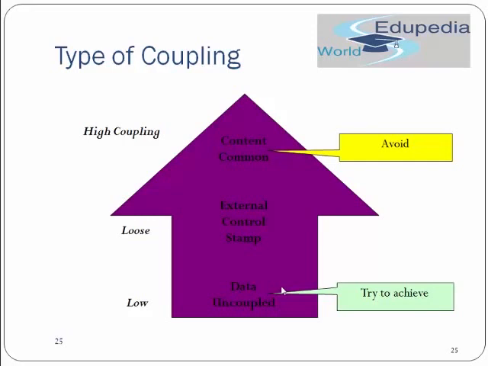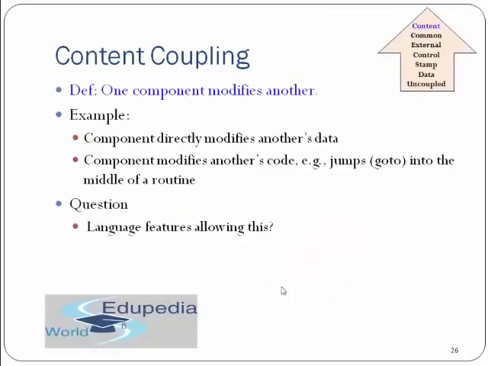Then we have low coupling, that means data uncoupled. If there is one piece of data and it's used in 10 places, then you should not write it differently in each and every one of those 10 places. That is also not done, because then you're not reusing your code and you're writing your code again and again. So you should take a decision, thinking logically, about how you want to couple your data. Let's see the types of coupling, starting with content coupling. Content coupling means one component modifies another. For example, components directly modify another's data.